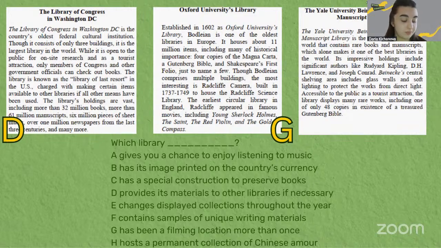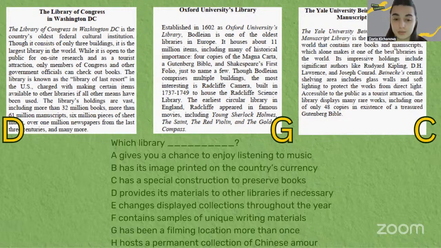What do we have here? Okay, and there we can take a look that it is C. Let's check why we have C. This library has a special construction to preserve books, and we have the description of this construction. A shelving area includes glass walls and soft lighting to protect the works from the direct light. So we can see that we have this special construction and the description of it.